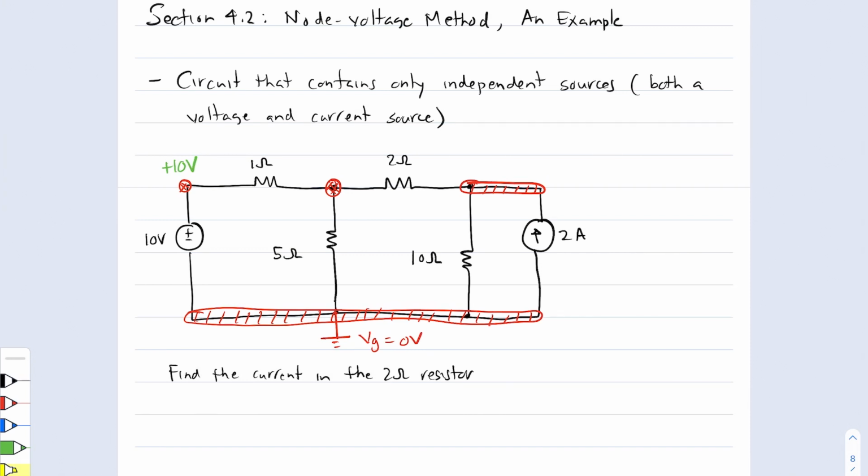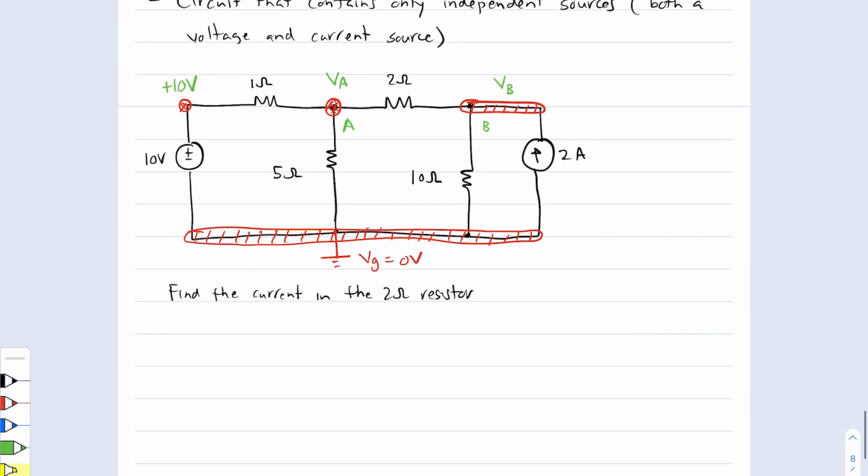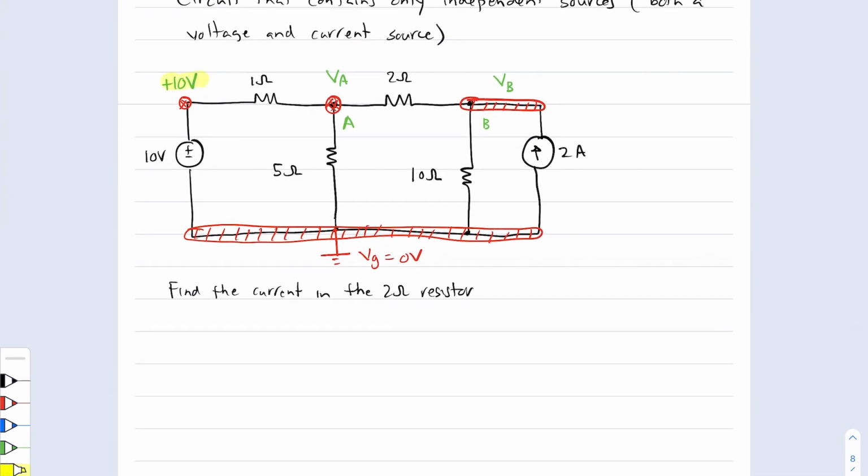Now, there are no more voltage sources. That means that whatever nodes are left, they are independent nodes. I need to give them variable names like this. So I'll call this node A, I'll call this VA, I'll call this node B, and the node voltage is VB. That takes care of the next step. So notice that this node over here doesn't get a variable name. Why? Because there's a voltage source there.